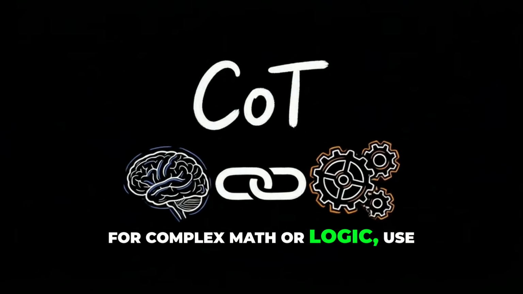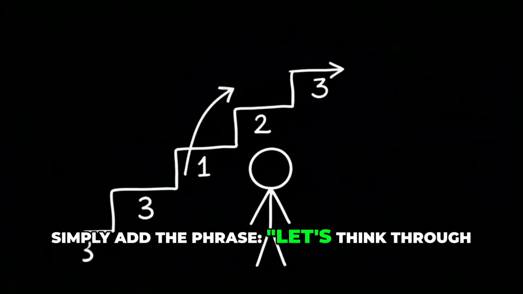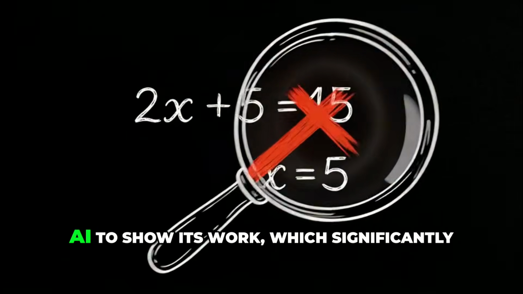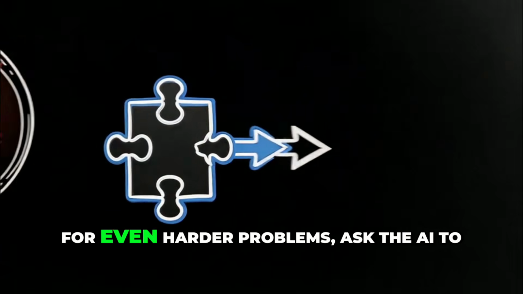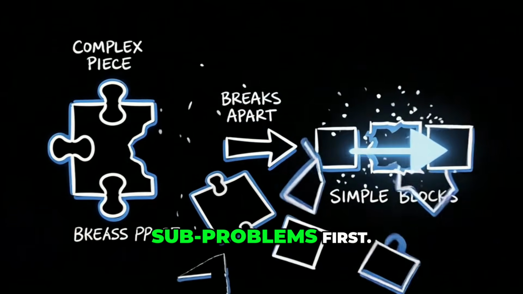Boosting AI logic. For complex math or logic, use chain of thought, or CoT, prompting. Simply add the phrase, let's think through this carefully, step by step. This forces the AI to show its work, which significantly reduces errors. For even harder problems, ask the AI to decompose the task into simpler sub-problems first.